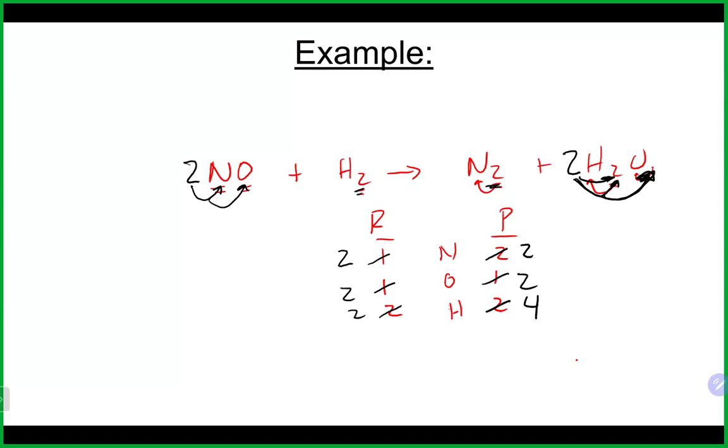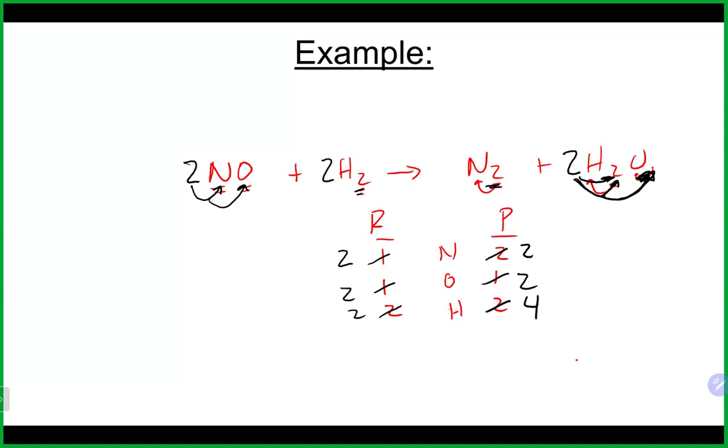So we're getting close, right? Now we can see from my table, we got the first 2 locked in. The only thing left now is hydrogen. We have 2 on the left and 4 on the right. We can now easily see that to fix that, we just go over there to the left and put a 2 there.